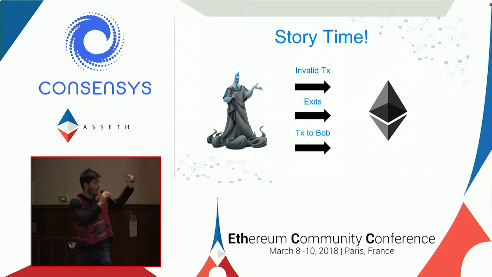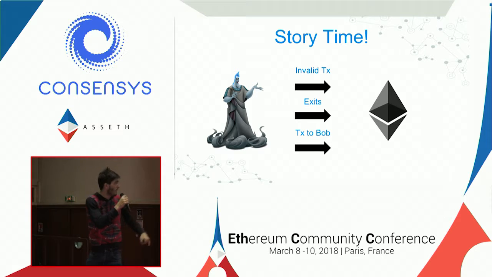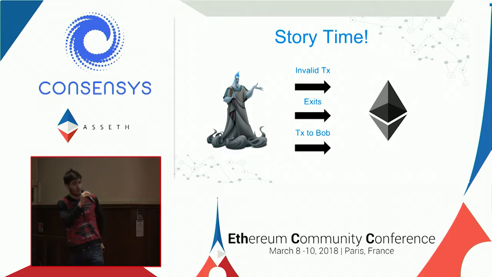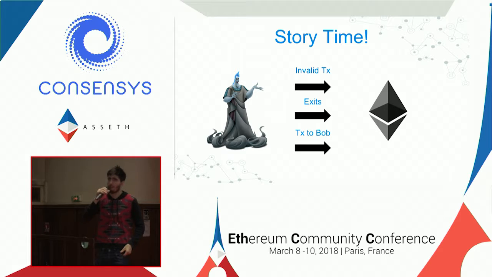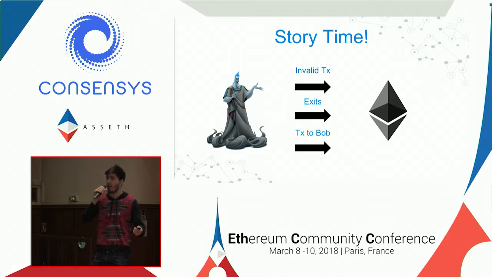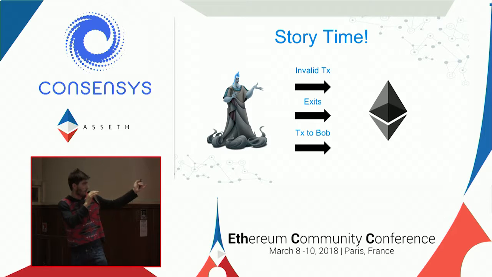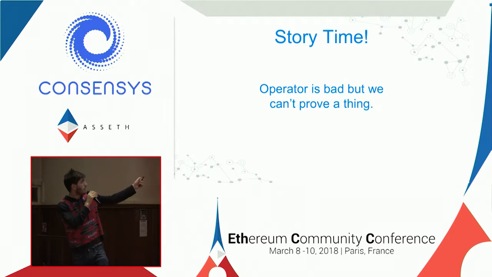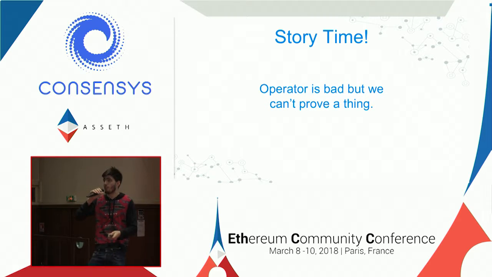Then he creates an invalid transaction, includes it in the child chain. Then he exits that, and then he includes Alice's transaction to Bob. But he withholds that transaction, withholds that block. So Alice really has no way to even know if her transaction has ever been included in the child chain. So here's what happens. Basically, the operator is bad, but because the operator is withholding, we can't prove it.